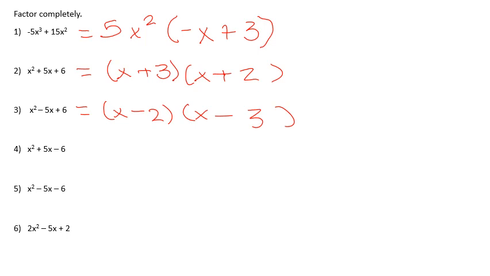Again, I could check back. X times x is x squared. Minus 3x minus 2x makes minus 5x. Negative 2 times negative 3 makes positive 6. All right, feeling good so far.